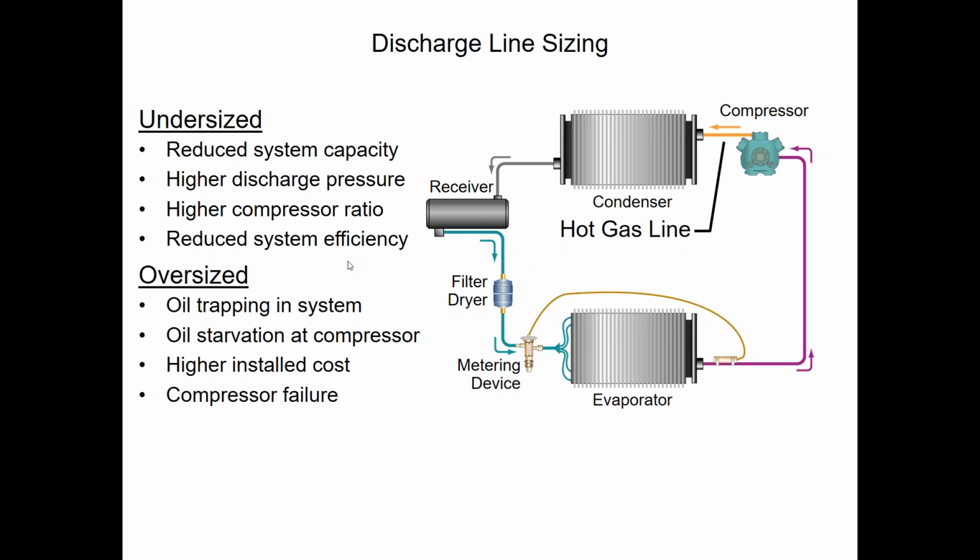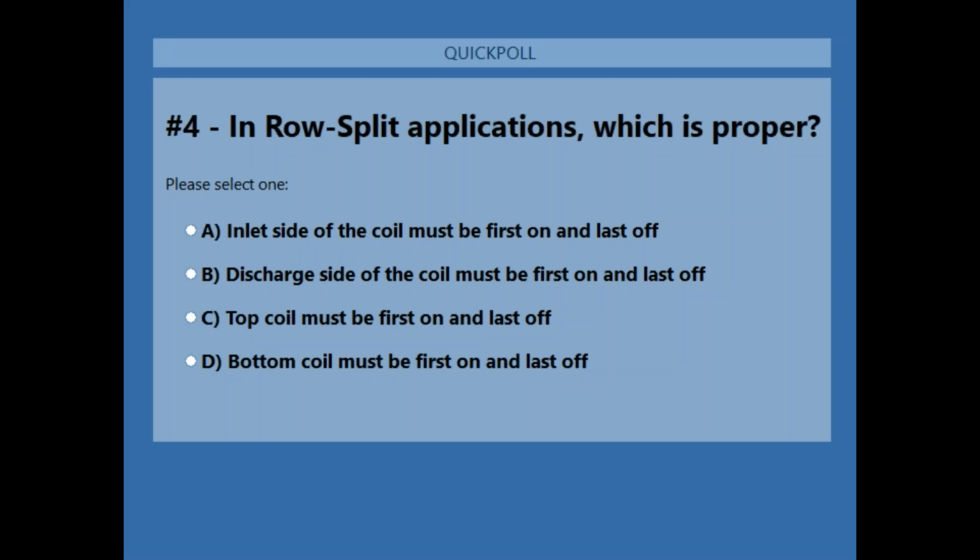In row split applications, which is proper? Inlet side of the coil must be first on, last off. Discharge side of the coil must be first on and last off. Top coil, first on, last off. Bottom coil, first on, last off.